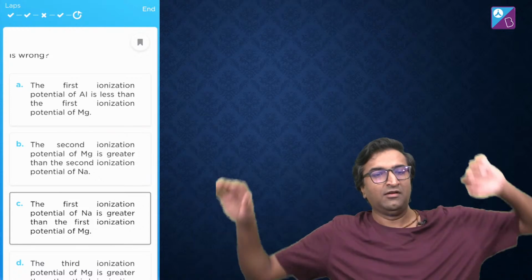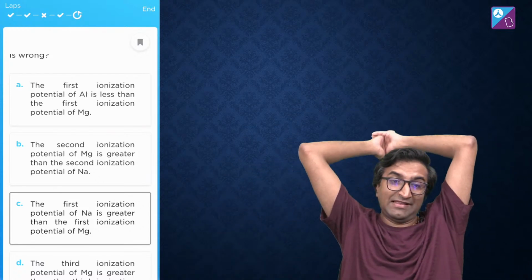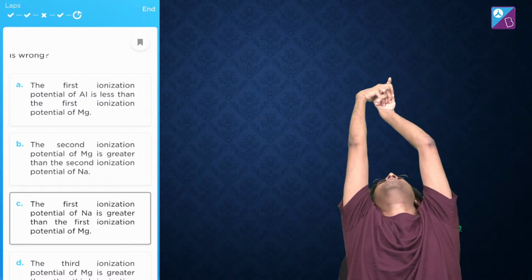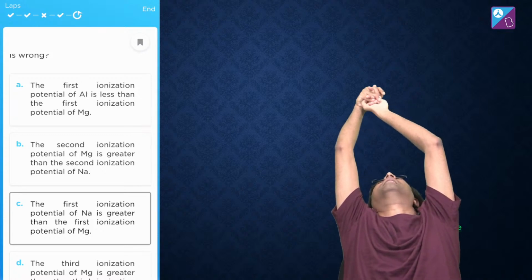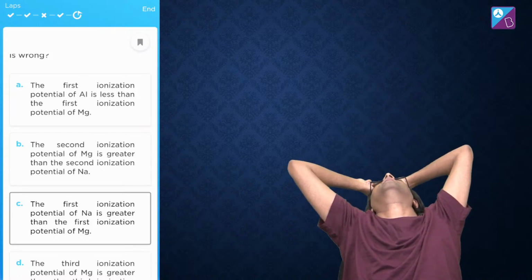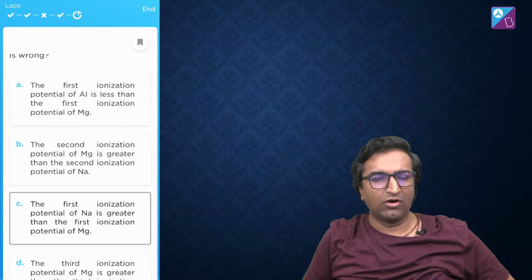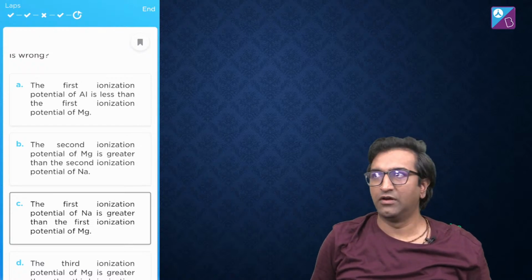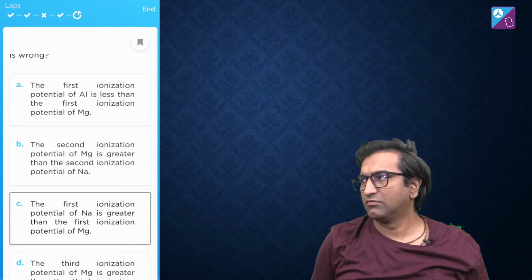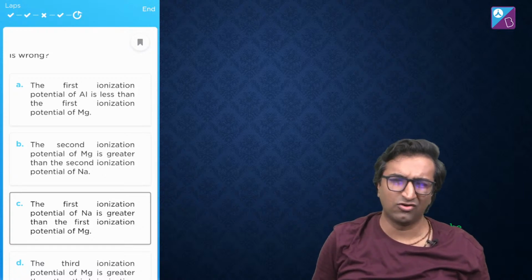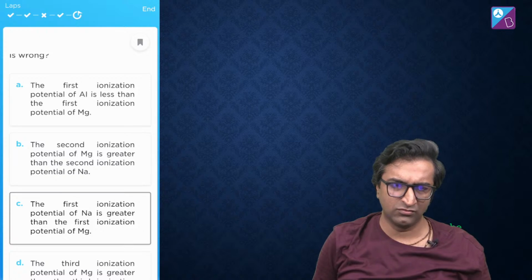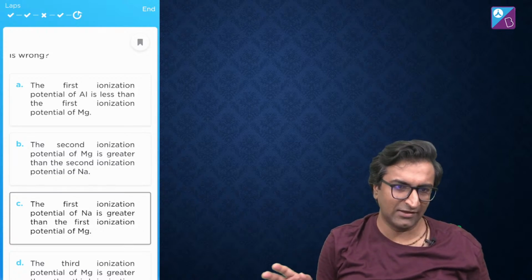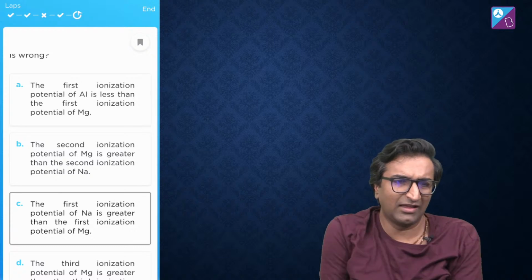इनमें से कौन सा गलत स्टेटमेंट है? First ionization potential of aluminium is less than that of magnesium. Aluminium, magnesium. सोचना पड़ेगा. Well, could be lower because aluminium in fact is 3p1. Magnesium is... sorry, aluminium is 3p1, and magnesium is 3s2. So I think A is right.